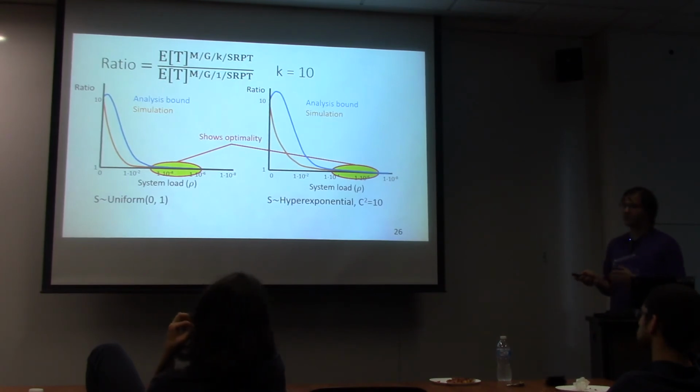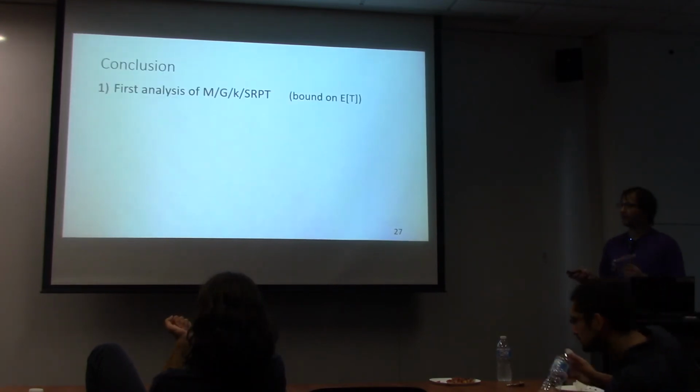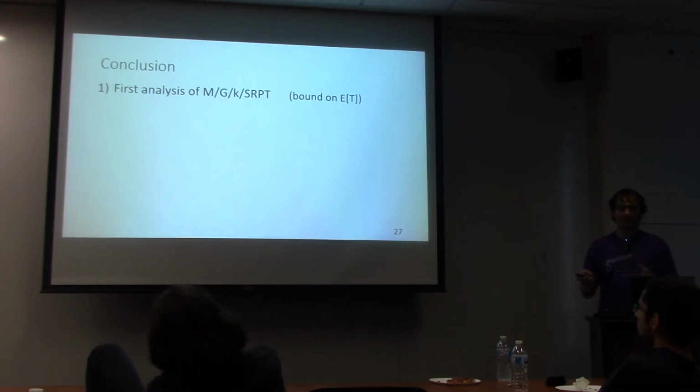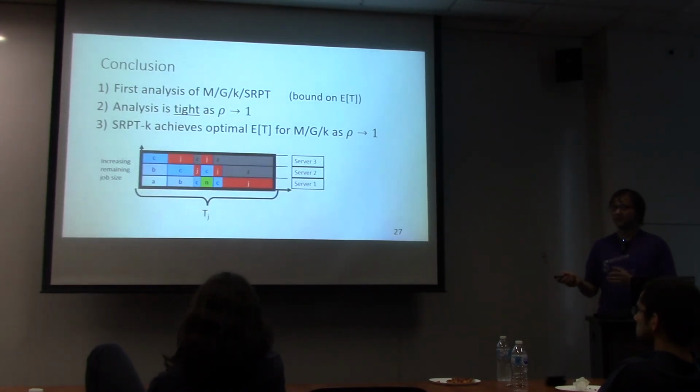All right. So just to recap, we've given the first analysis of SRPT-K in the M/G/K, in particular a bound on mean response time. We used this, and we showed this bound is tight as load goes to 1. And we used this bound to show that SRPT-K is optimal in the limit, it has optimal mean response time over all jobs in the limit as load goes to 1. We did it with an example like this.